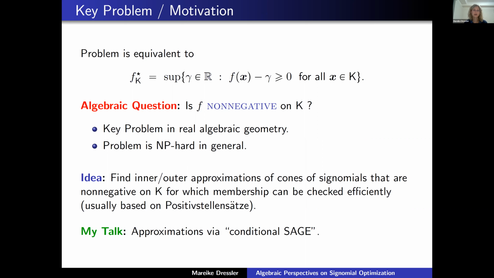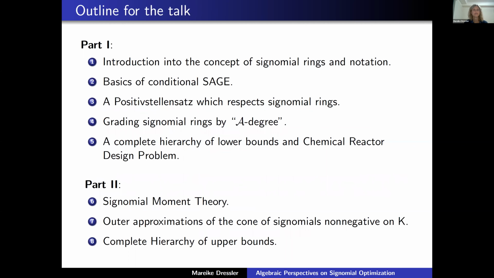Yeah, and in my talk now, I want to tell you a little bit about how one can find such an approximation, both outer and inner approximations of such a non-negativity cone, via so-called conditional SAGE. And this is, so to say, the outline.